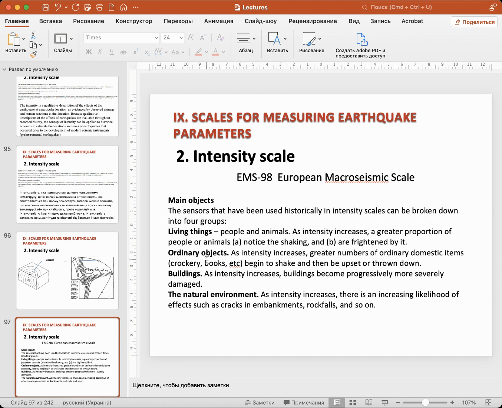So to summarize this slide, we have group of objects that gives us an ability to assess the intensity of an earthquake. As we talked previously, EMS and also the Debye scale gives us an ability to make the quality assessment of the earthquake effects. So, living things, ordinary objects, buildings, and natural environment.